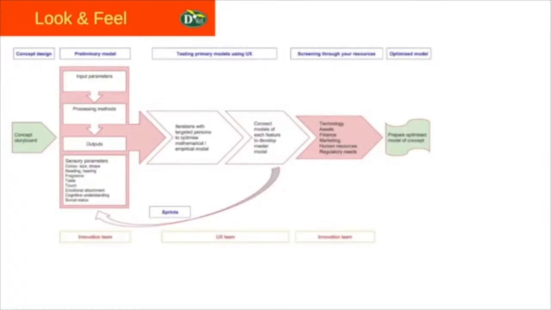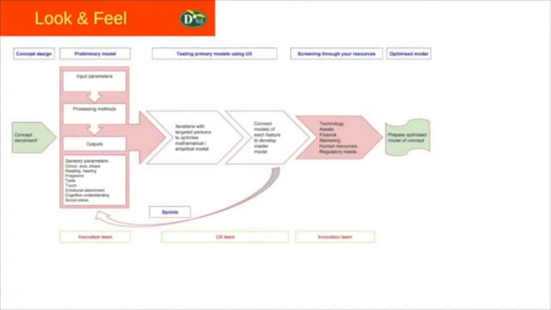So it's easy to understand, like there are some input factors to that product, the process in it, and output factors. These are the basic three things any user will do. They input some data, and the process will be done by the app, then they consider the output. So these factors will be analyzed from the user perspective to get their feelings, and iterate with the targeted persona to optimize these factors to mathematical models and empirical models, and connect these different models to get the master model. Again, screening to the resources.